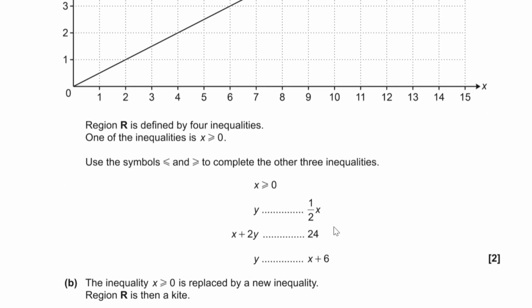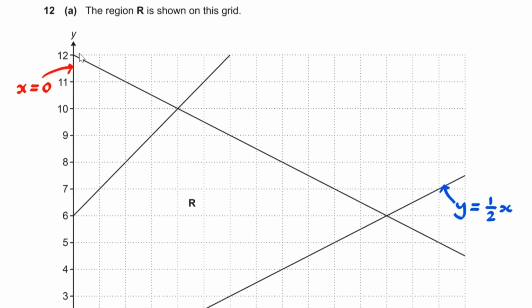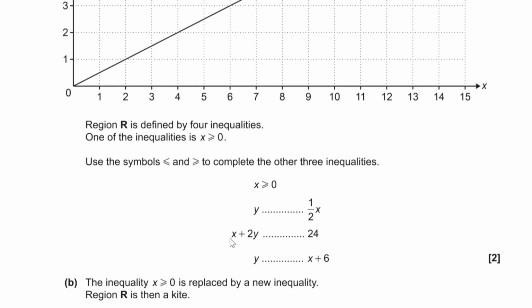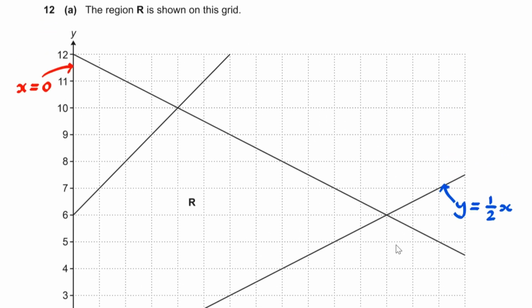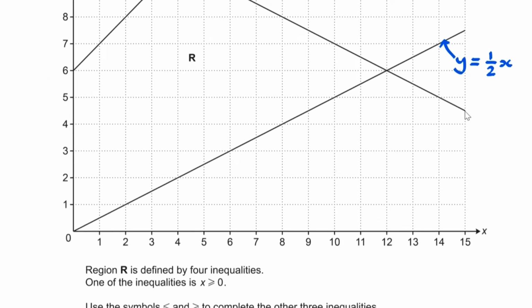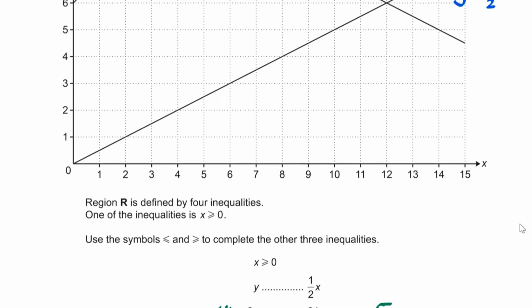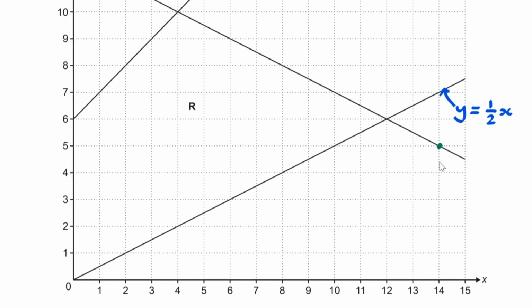Then I've got x plus 2y equals 24. Well, if I think about it, when x is 0, we can cross that out, y is going to equal 12. And that's that point over here. But then when x is 14, say, so I'm going to write 14 over here, I've got 14 plus 2y equals 24, which means 2y will equal 10, y will equal 5. Let's confirm that. That point is also fine.